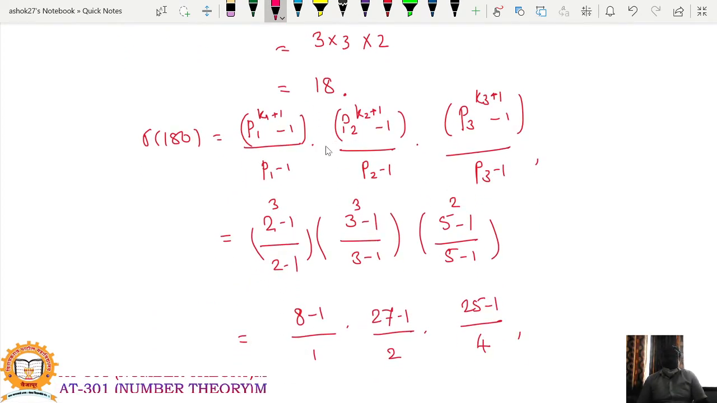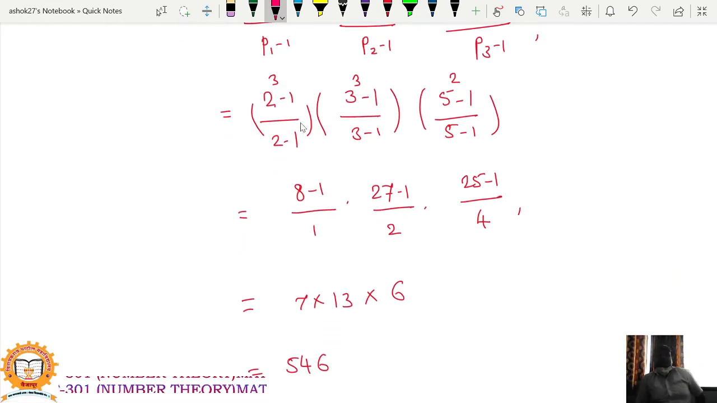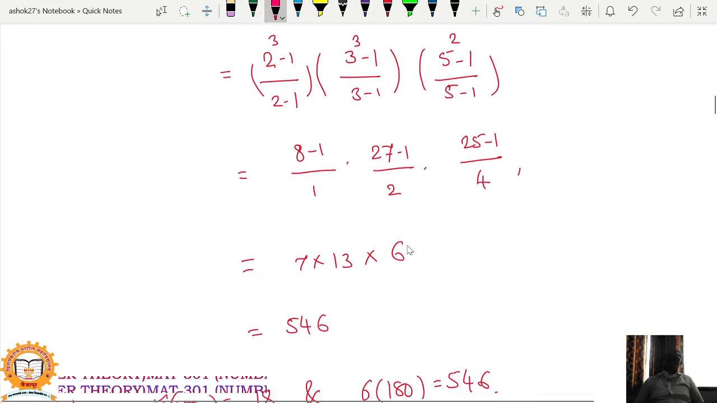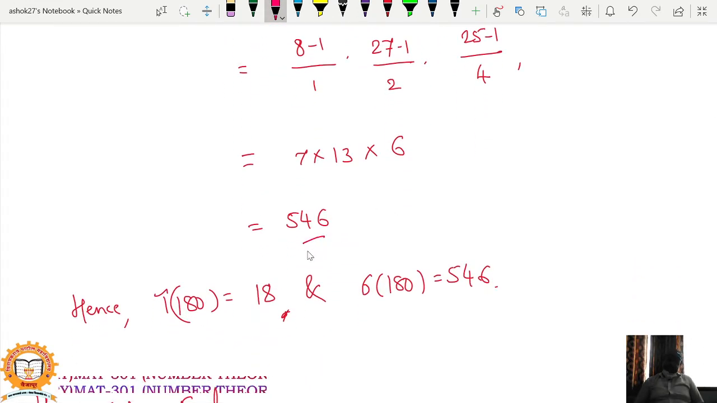The formula is (p1 raised to k1 plus 1, minus 1) divided by (p1 minus 1), into up to (p3 raised to k3 plus 1, minus 1) divided by (p3 minus 1). So let us put in these values. You will get (2 raised to 3 minus 1) divided by (2 minus 1), (3 raised to 3 minus 1) divided by (3 minus 1), and (5 squared minus 1) divided by (5 minus 1). So it is (8 minus 1) divided by 1, (27 minus 1) divided by 2, and (25 minus 1) divided by 4. So it is nothing but 7 into 13 into 6, and that is 546.